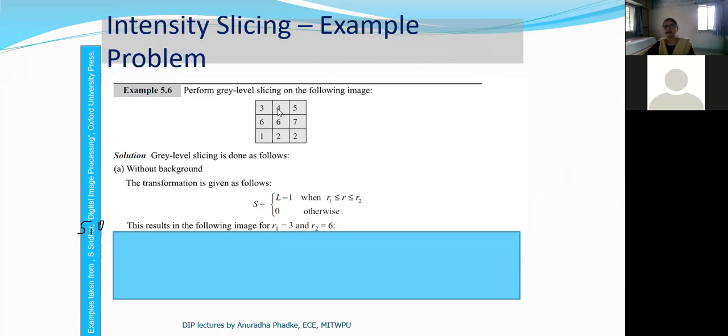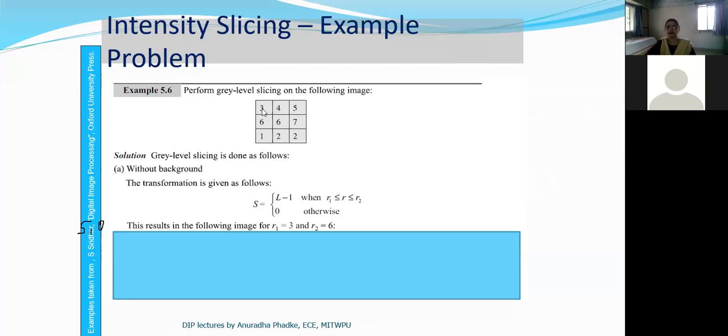Now similarly, tell me the other two pixel values from the first row. Please type your answer. What is the new value by applying gray level slicing without background on the given image? Type your answer for the very first row.